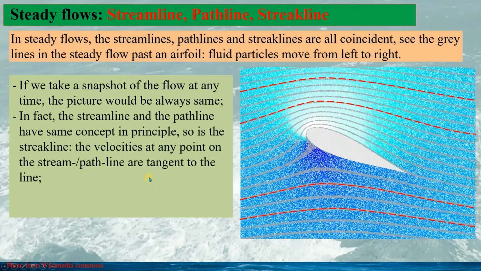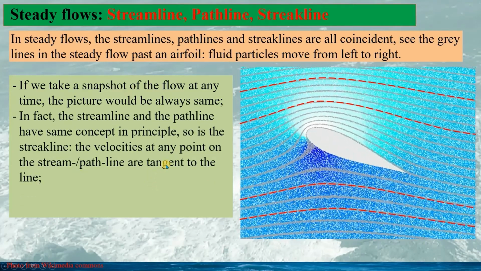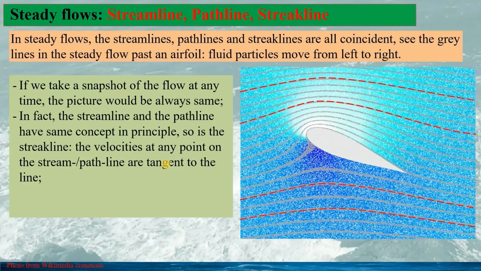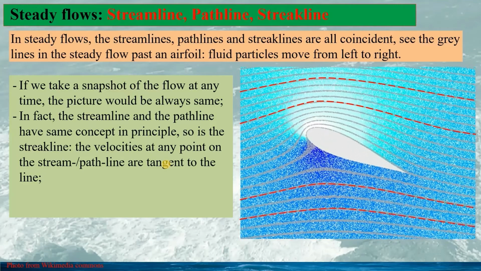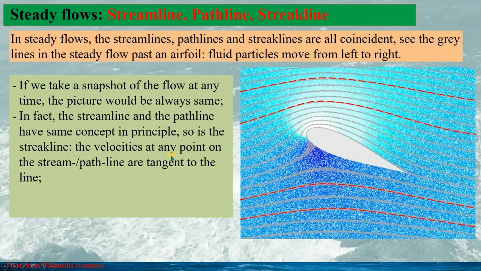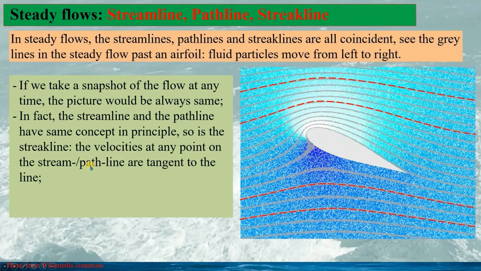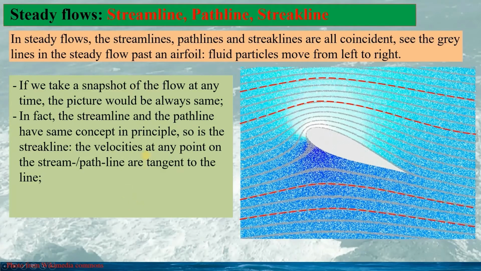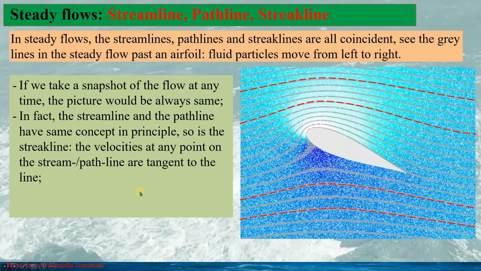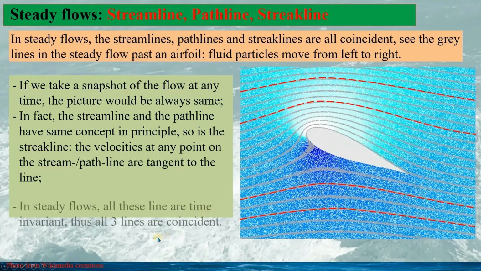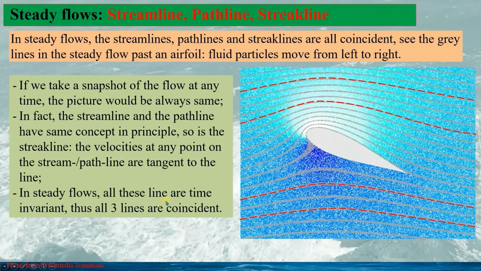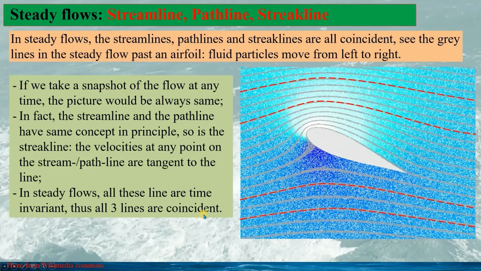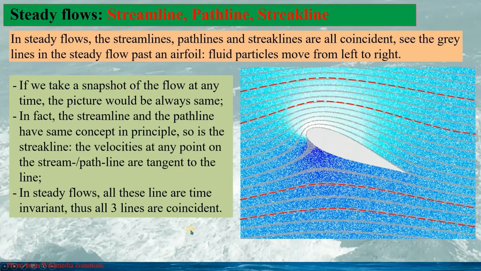In this regard, in the steady flow, the streamline and the pathline have the same concept in principle. So is the streakline. The velocity at any point on the streamline or the pathline is tangent to the lines, based on the definition or the dynamics of the lines. And in a steady flow, all these three lines are time invariant, thus all three lines would be coincident.